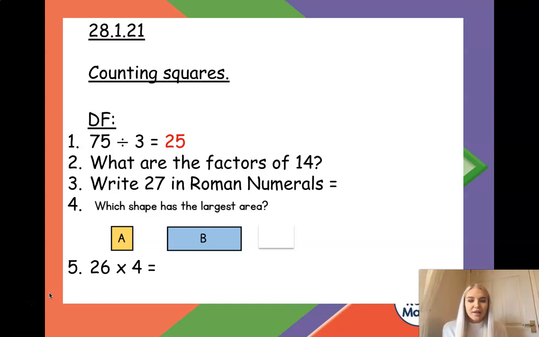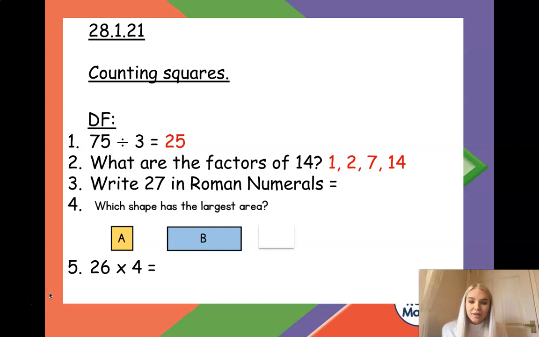Number 2, what are the factors of 14? So we are thinking about all the pairs of numbers that multiply together to give an answer of 14. So we have 1 and 14 making 14. 2 and 7 making 14. So there are 4 factors of 14.